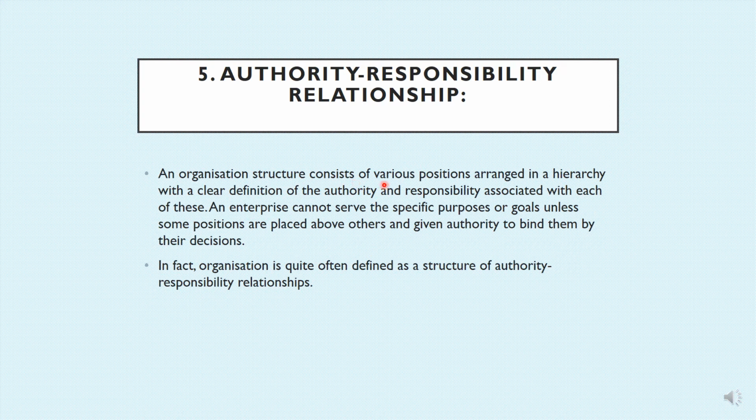An organization structure consists of various positions arranged in hierarchy with a clear definition of authority and responsibility associated with each of these. An enterprise cannot serve the specific purpose of goals unless some positions are placed above others and given authority to bind them by their decision. In fact, organization is quite often defined as structure of authority responsibility relationship. So, in few words, if you want to define organizing, it is a structure of authority responsibility relationship. So, you can well imagine how important is this relationship in organizing.